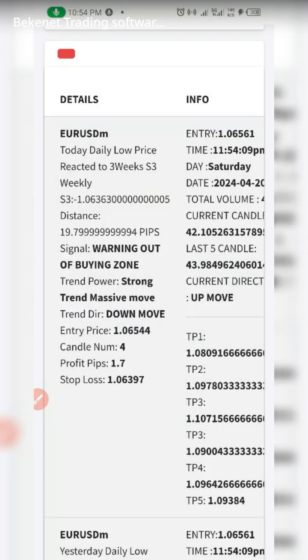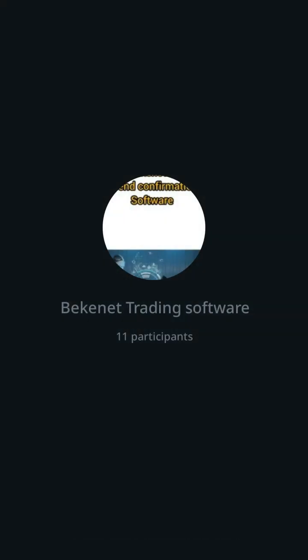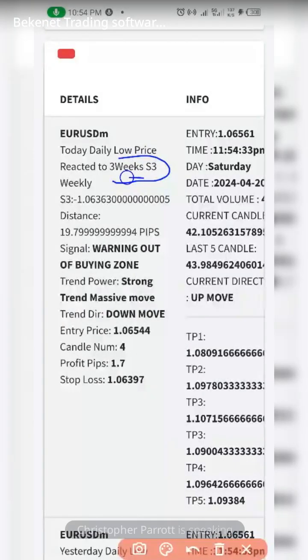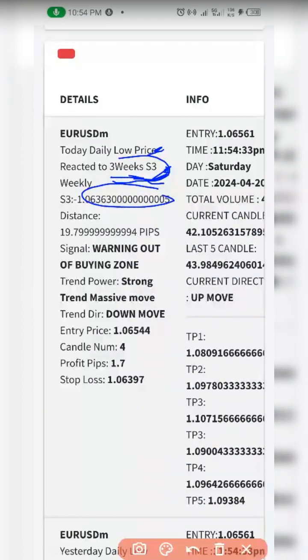Okay, if you go look at it now, like I told you, this advanced key level goes back in time. As you can see, it's reacting to the 3 weeks support key level. Can you see it here? It's telling us today's day, which is Friday. Look at it. The low price reacted to the 3 weeks support key level, which is this. That is why I was able to use it to get a signal.